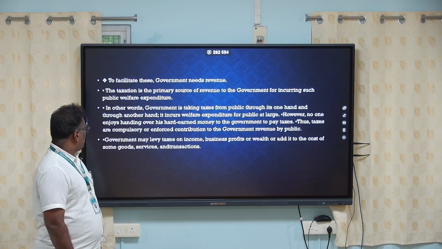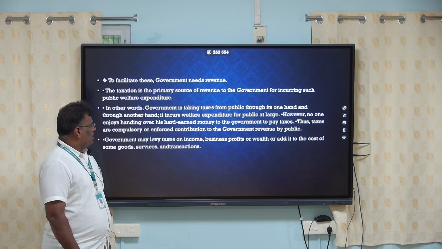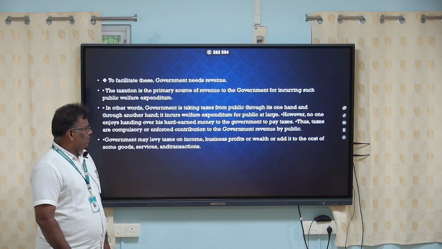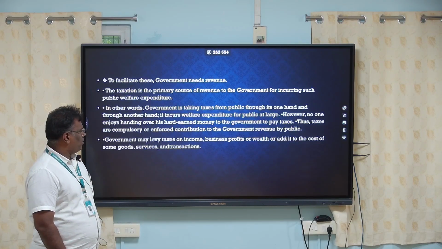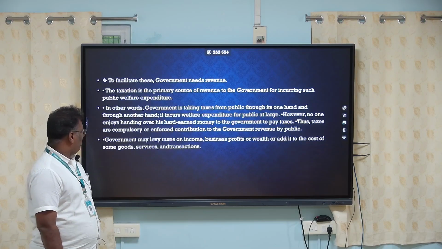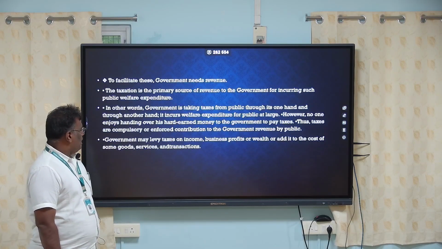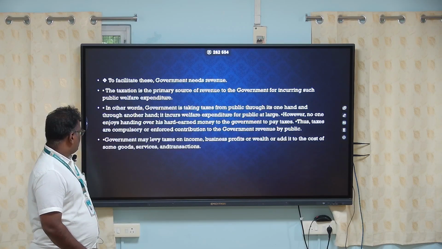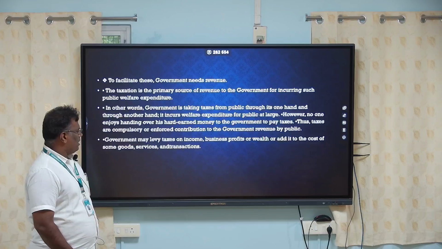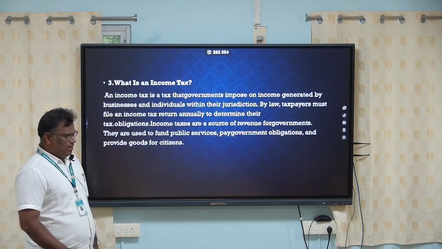However, no one enjoys handing over his hard-earned money to the government to pay tax. Thus, taxes are compulsory and enforceable contributions by the public to government revenue. The government may levy tax on income, business profit or wealth, or add it into the cost of some goods, services and transactions. What is income tax?